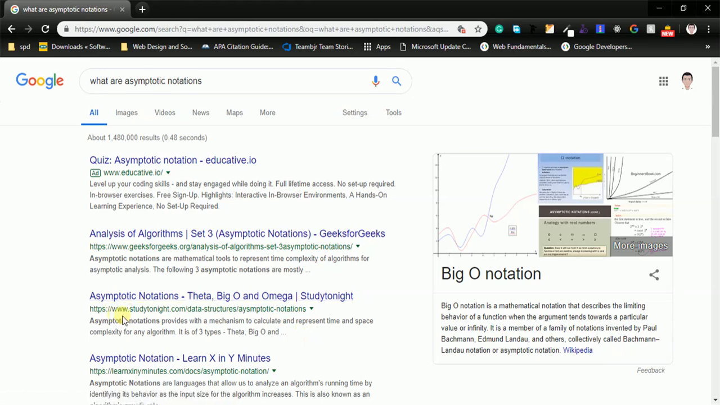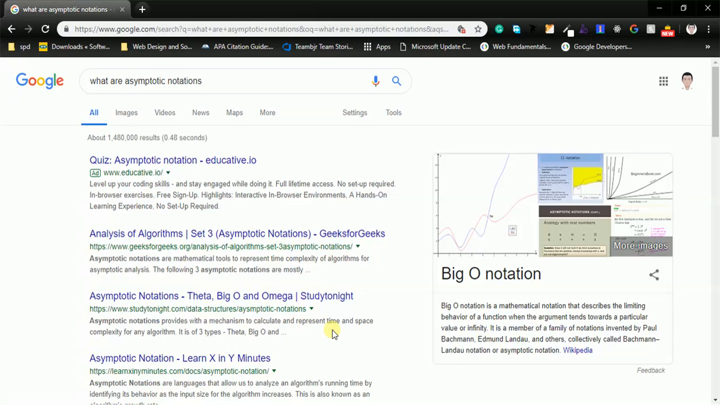What does this actually mean? Asymptotic notations provide a mechanism, a way, a means to calculate, to estimate, and to represent time and space complexity. One aim is to break down these terms into layman terms so every listener can appreciate what we are trying to achieve.